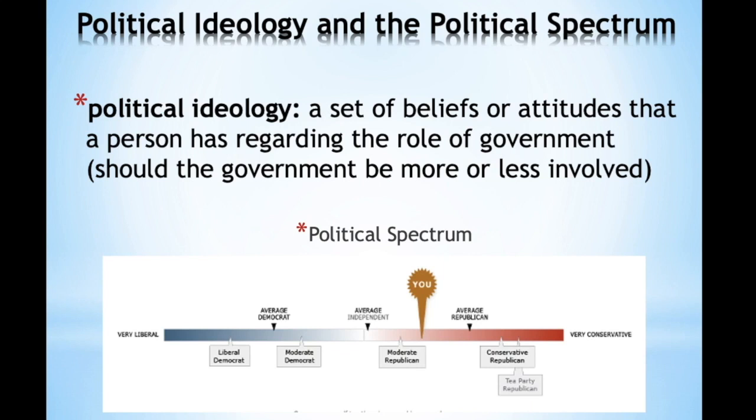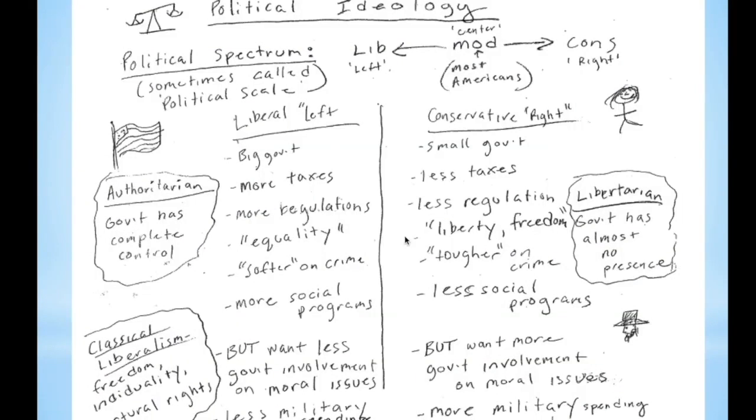One thing when talking about political ideology is the political spectrum, which you can see down here. And the political spectrum is that range or that continuum of where people fall. So liberals would be to the left, conservatives would be to the right, moderates would be in the middle. This is sometimes referred to as the political scale as well. So this is a drawing I put together about political ideology. So once again, the political spectrum, sometimes called the political scale.